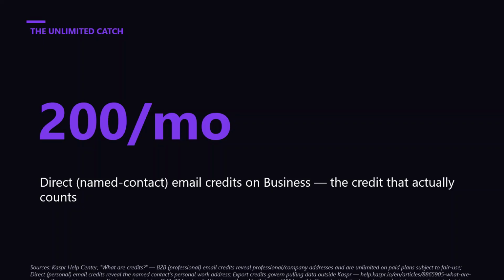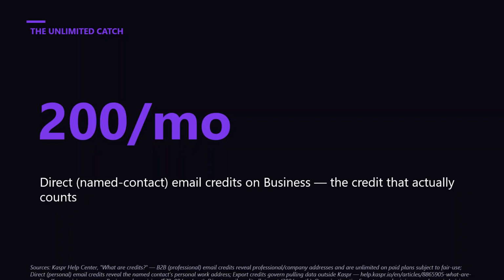But the address a B2B credit reveals is the generic company inbox, info@ or contact@, not the named person you actually want to email. Reaching that specific person, the one your subject line is written for, spends a different credit entirely, a direct email credit. And direct email credits are not unlimited anywhere. Even on the higher priced business plan, you get 200 a month, the same allowance the free plan gets in a single year. Unlimited solves a problem cold email never had.